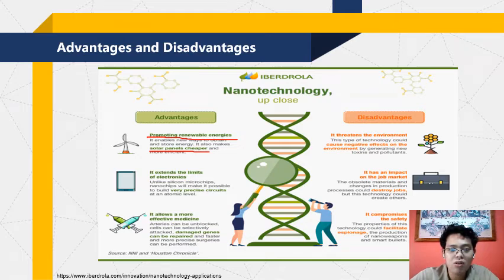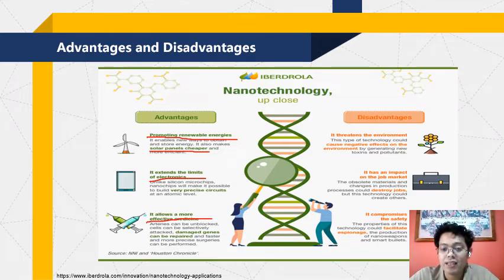And then it also allows a more effective medicine. So arteries can be unblocked, cells can be selectively attacked, damaged genes can be repaired, and faster and more precise surgeries can be performed. So those are some of the advantages of nanotechnology.